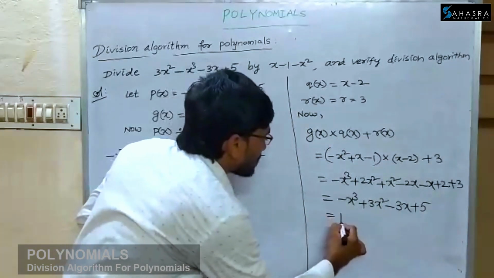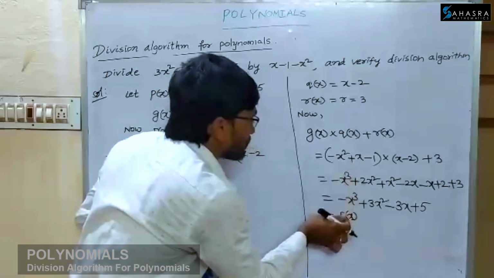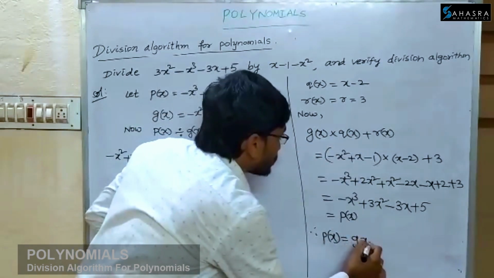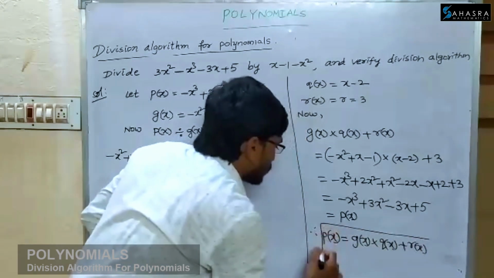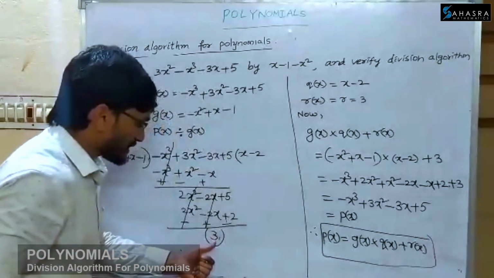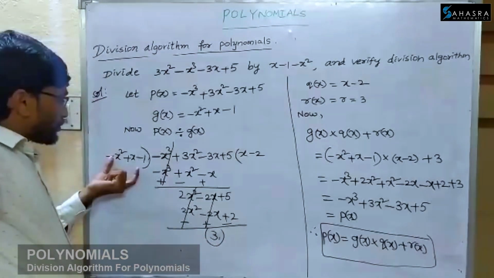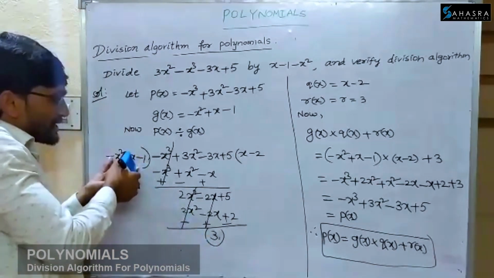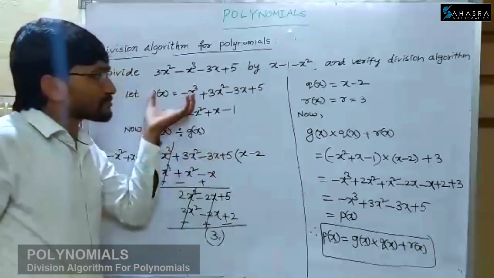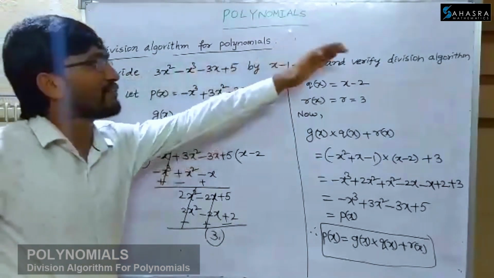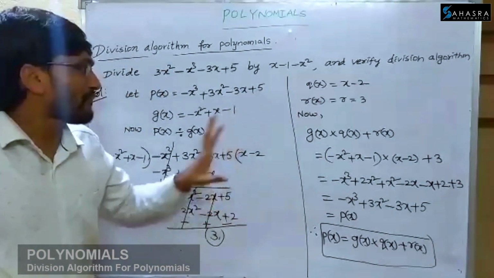This is nothing but p of x. Therefore, clearly we can write p of x is equal to g of x into q of x plus r of x. So here r of x is not equal to 0. It is a constant polynomial. The degree of constant polynomial is 0. So degree of r of x is less than degree of g of x. Hence division algorithm is verified. If they have given a problem like this to verify the division algorithm, you can solve like this. Compulsorily you will get 4 out of 4 marks.